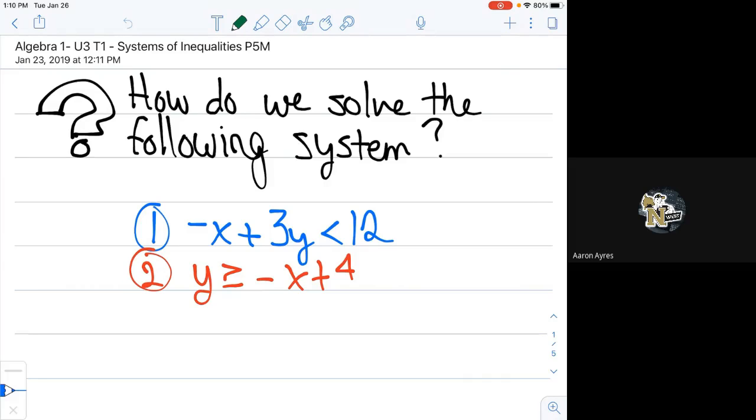Okay, now I have a question for you. Up here, equation 2 says y is greater than or equal to negative x plus 4. Since this doesn't say y equals, are you allowed to replace y with an expression where it says it's greater than or equal to? Yes.